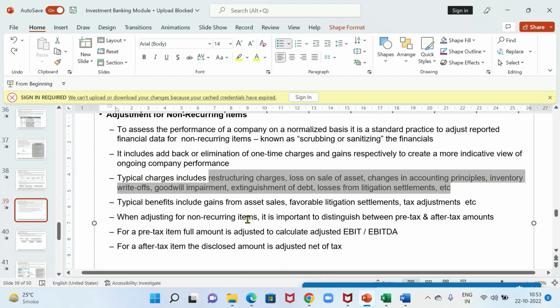When adjusting for non-recurring items, it is important to distinguish between pre-tax and after-tax amounts. So in EBITDA we should not be worrying about SBC, as you know, but when we calculate net income and we are adding back stock based compensation, the company has already taken the benefit of that expense.